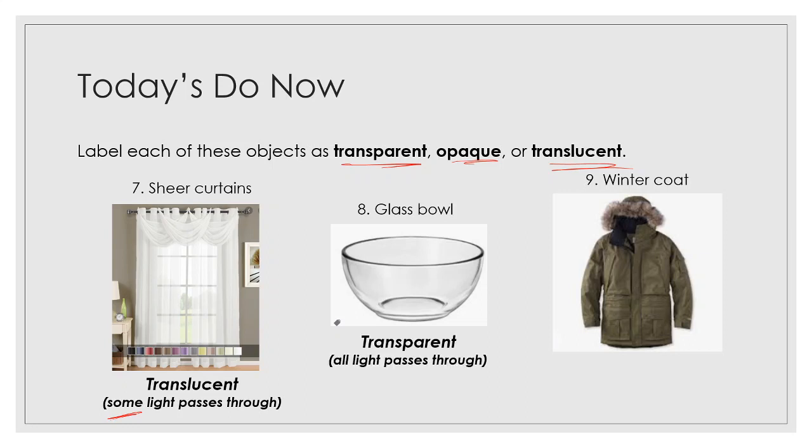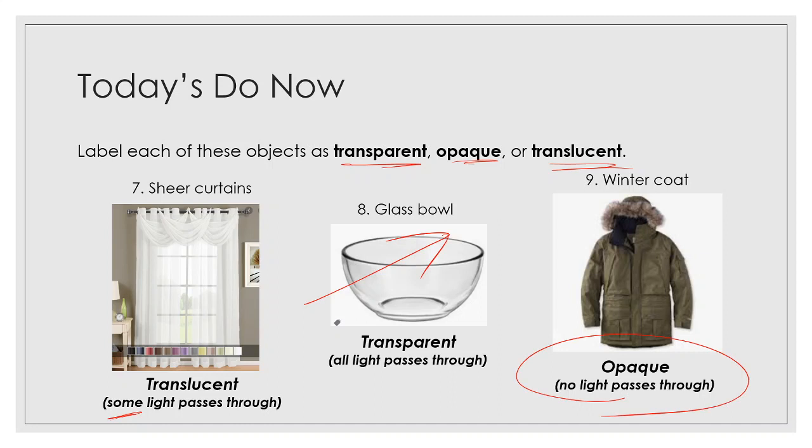For number 8, the glass bowl, that would be transparent, because we can see pretty clearly that all light can pass straight through. And for number 9, the winter coat, we would call that opaque, because no light can pass through. It just hits the coat and gets absorbed or reflected right there. So we had translucent, transparent, and opaque. Hopefully you got 3 out of 3 there.